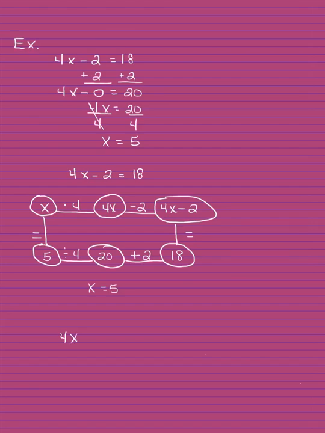Now you're going to go back and check your answer. You're going to rewrite your equation and then go back and replace your variable with your answer, which was 5. And that's what makes these problems awesome, because you can always make sure you got them correct.